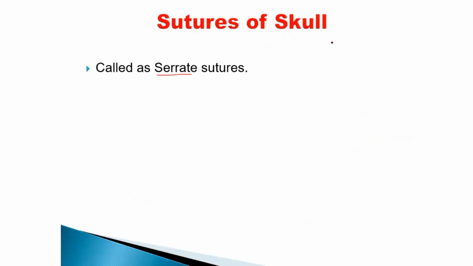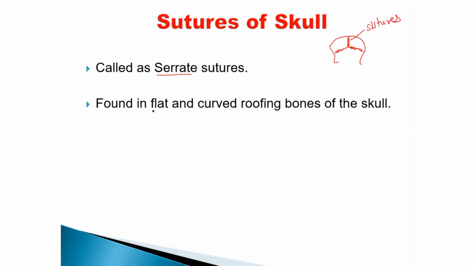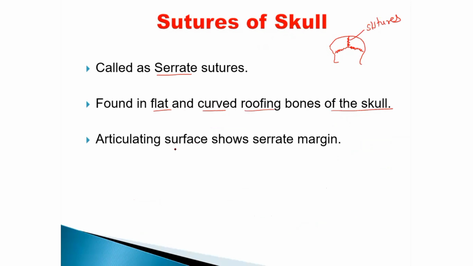If I draw one skull, just to make things easy to understand, here you will see all these zigzag lines, and these zigzag lines divide the skull into different parts. So these zigzag lines are called sutures. It is found in flat and curved roofing bones of the skull. Articulating surface shows serrate margin. The word serrate means like this, zigzag.